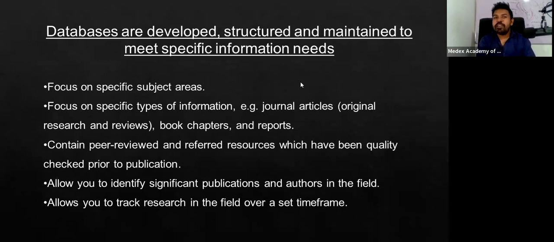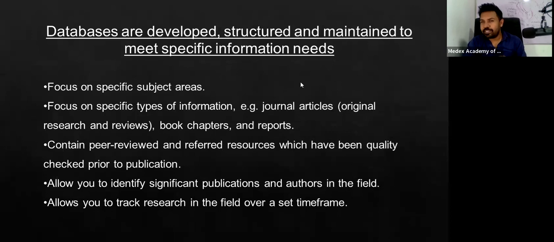Peer-reviewed means that if someone needs to publish an article in PubMed, they are not just accepting your article. They are reviewing your article. Then only they will decide whether this should be there in the website or not. PubMed decides whether your article goes on their website or not. So that will be peer reviewed.